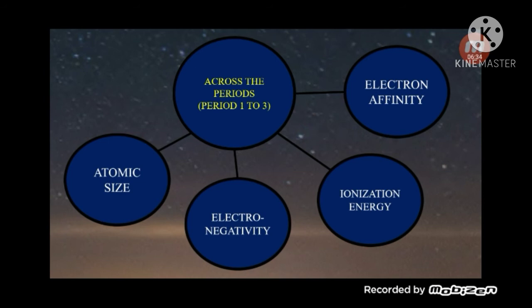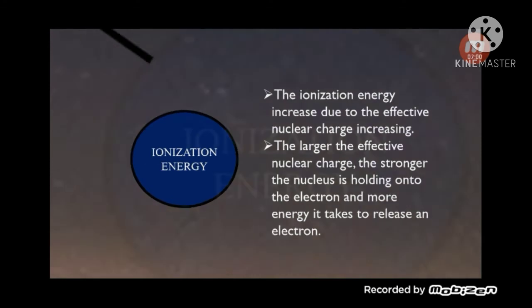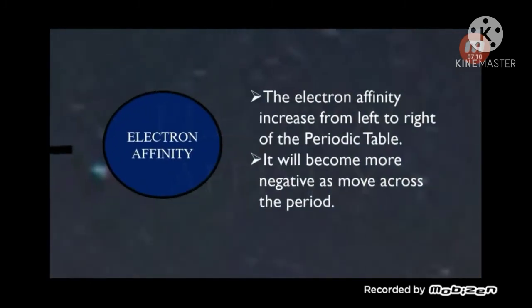The next point is the ionization energy. The ionization energy increases due to the effective nuclear charge increasing. So the larger the effective nuclear charge, the stronger the nucleus is holding onto the electron, and the more energy it takes to release an electron. And that is for the ionization.